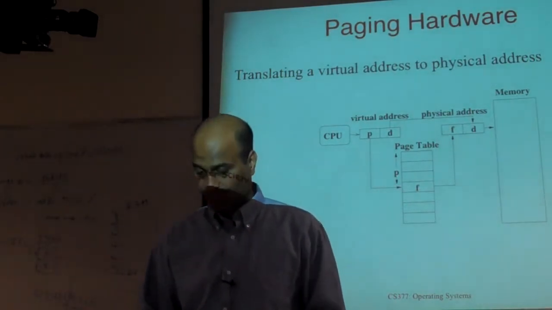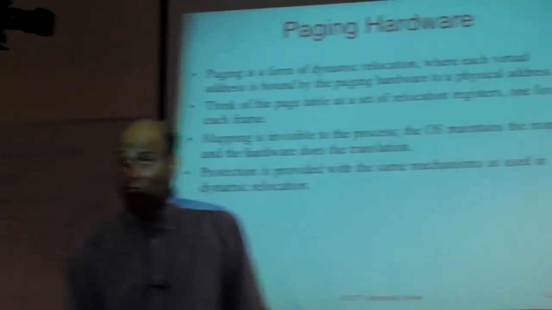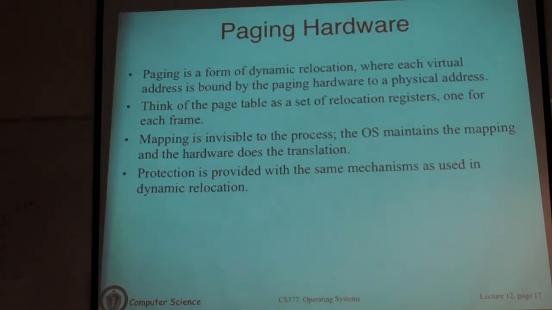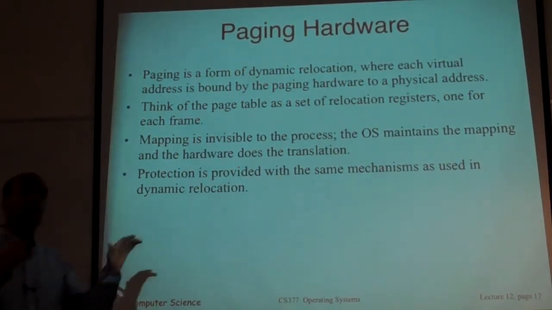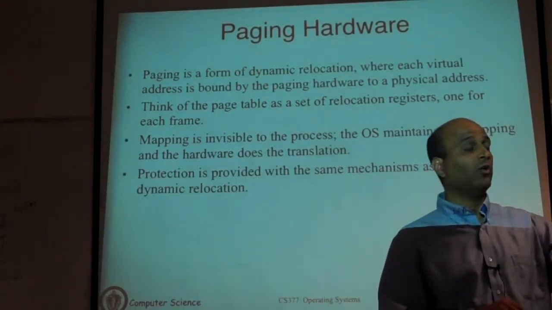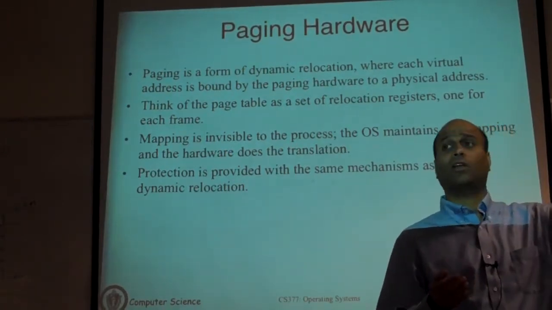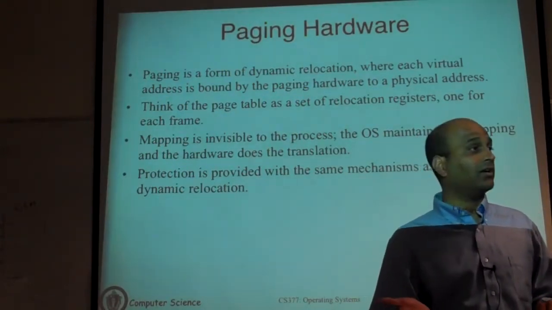Okay, so that's paging hardware. A few things to keep in mind. Paging is a form of dynamic relocation. Each page table entry is the equivalent of a relocation register. Think about what happens if you take dynamic relocation and split the process into not 1 but 2 chunks. You need a relocation base register for each of those chunks, because you say what's the base address of chunk 1, what's the base address of chunk 2.